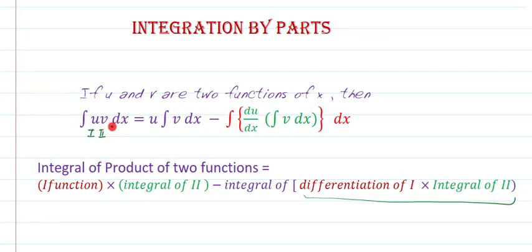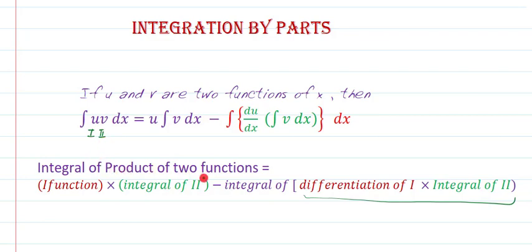So integration by parts says if u and v are two functions of x, then integration of u into v is equal to u into integration of v minus integration of differentiation of u into integration of v. Or in other ways we can say, let us name them as first function and second function.